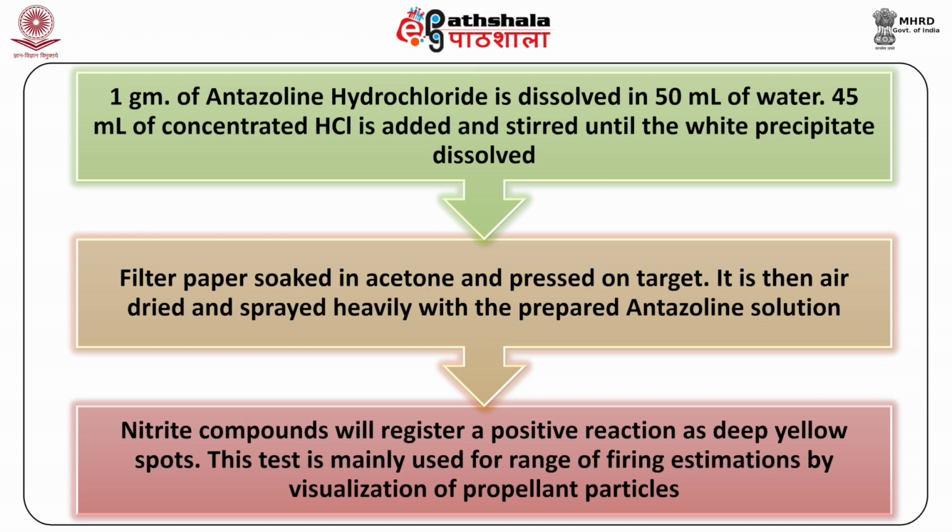45 ml of concentrated HCl is added and stirred until the white precipitate dissolves. A filter paper soaked in acetone is pressed on the target. It is then air dried and sprayed heavily with the prepared antazoline solution. Nitrite compounds will register a positive reaction as deep yellow spots. This test is mainly used for range of firing estimations by visualization of propellant particles.